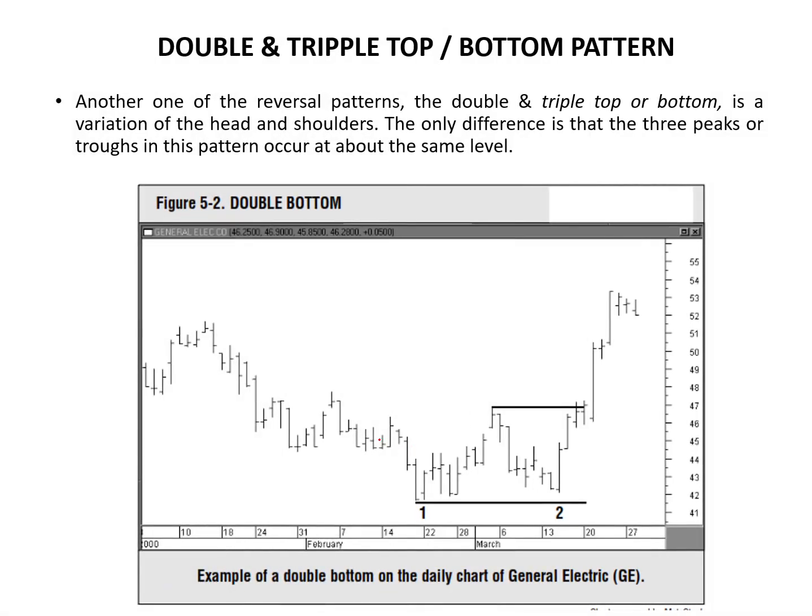Double and triple top and bottom patterns. Again, this is another one of the reversal patterns. The double and triple top or bottom is a variation of the head and shoulder pattern. The only difference is that the peaks or troughs in this pattern occur at the same level. In the case of the head and shoulder pattern, they are not at the same level. The head is either protruding above the others in an uptrend, or going below the other two levels in a downtrend.